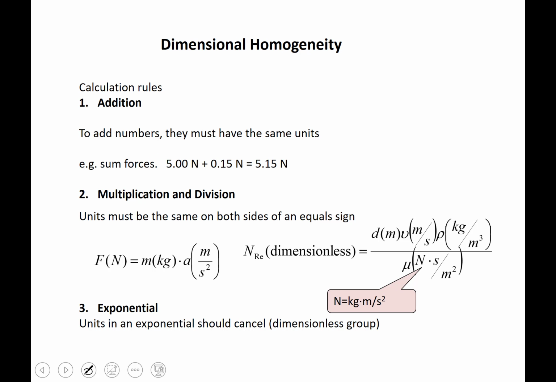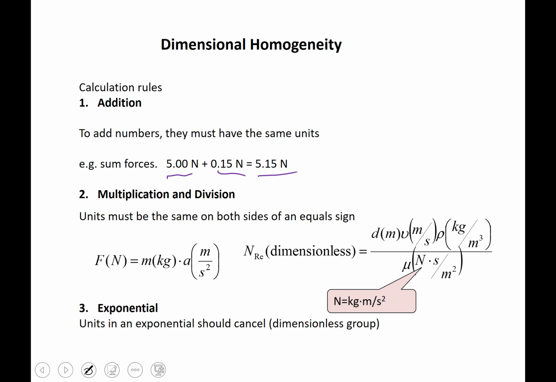The use of units: when you add numbers, they have to have the same units. So, for example, you can sum forces. Each of these is okay because they all have units of newtons. But if the units are not newtons, then you have to convert them to be the same units. So as long as they're all the same, then you can add them up.